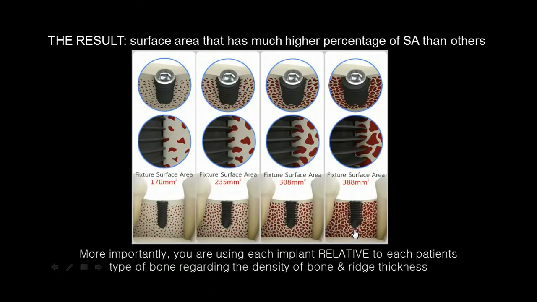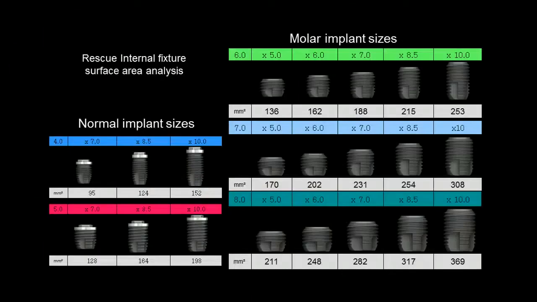Why is that important? Because, more importantly, you're using each implant relative to each patient's type of bone, regarding the density and the ridge thickness. Okay, here's a great slide. These here are your molar type implant sizes, and here's your normal type implant size. Let's do a quick comparison. One of the most popular sizes in all of implant dentistry is a 4.0 by 10, right? This happens to be an external hex implant. It has about 152 millimeters squared on it. A 5.0 by 10 has about 198 millimeters squared surface area.